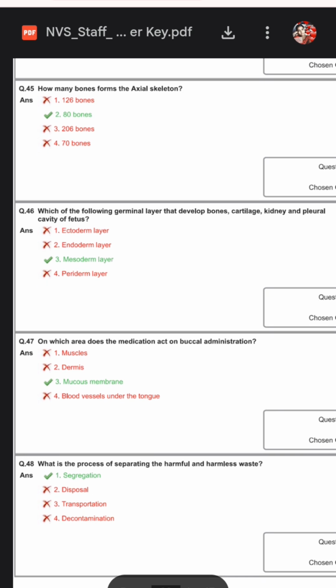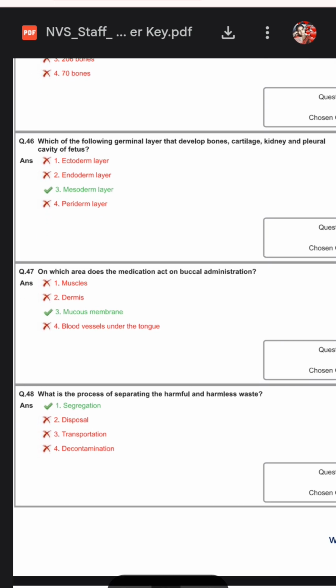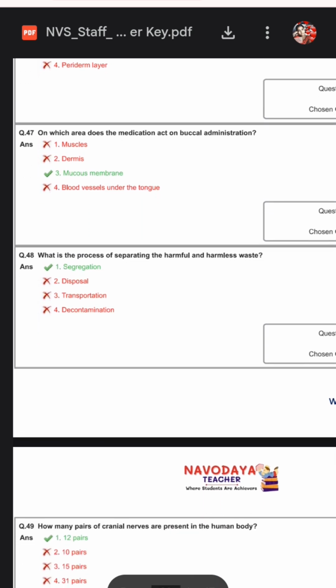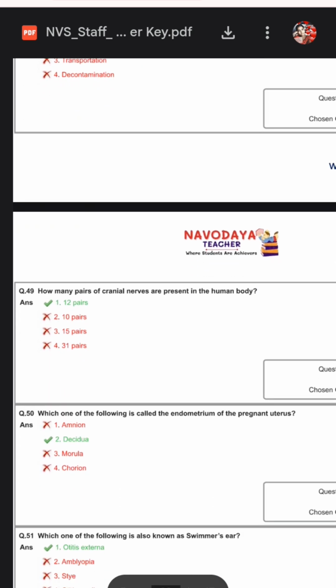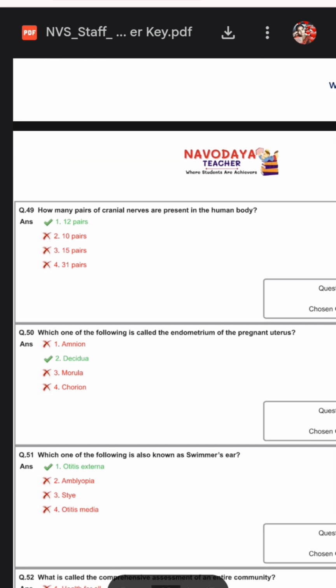On which area does the medication act on buccal administration? The correct answer is mucous membrane. What is the process of separating harmful and harmless waste? The correct answer is segregation. How many pairs of cranial nerves are present in the human body? The correct answer is 12 pairs of cranial nerves present in the human body.